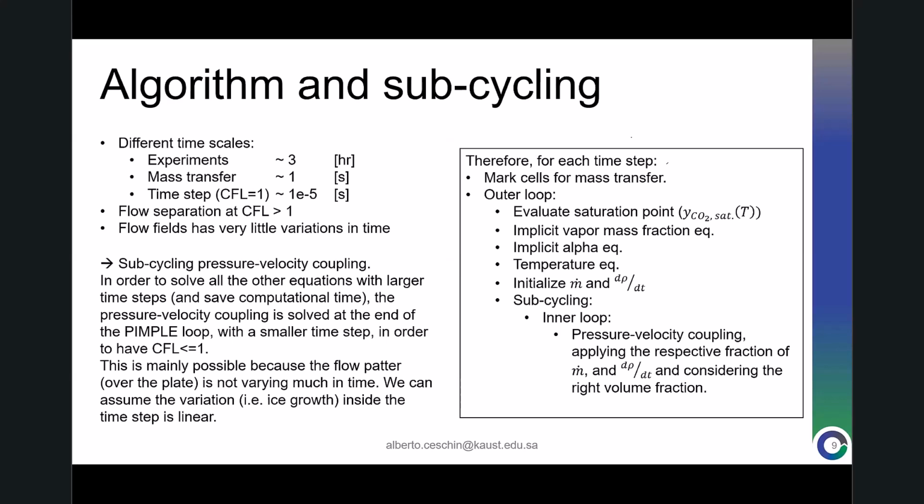I used a larger time step for all the equations, but the pressure-velocity coupling I moved to the end of the outer loop. What I do is use, of course, the previous values of velocity for the equations. But before the outer loop, I mark the cells where I want the mass transfer. Then I start the outer loop.